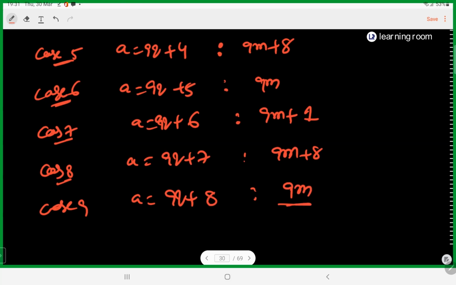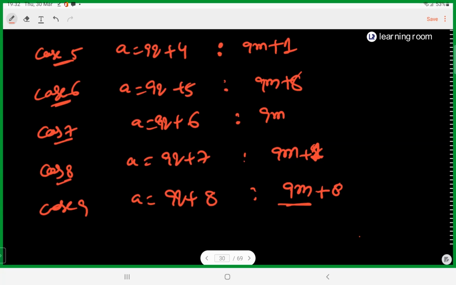Is it 9m or? So for 7 it's 9m plus 1. For 6 it's 9m. Okay, 6, 9m. 4 is 9m plus 1. 5 is 9m plus 8. For 6 it's 9m. 7 is 9m plus 1. Next one 9m plus 8. Okay, clear? So now finally what do you get?